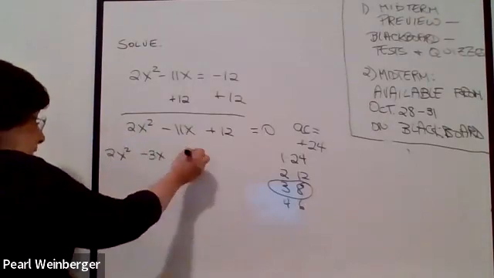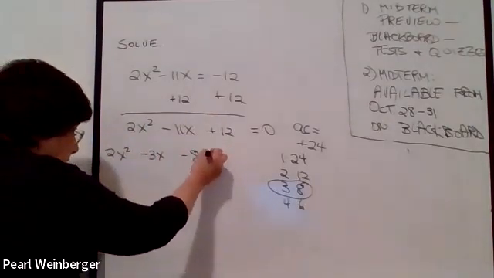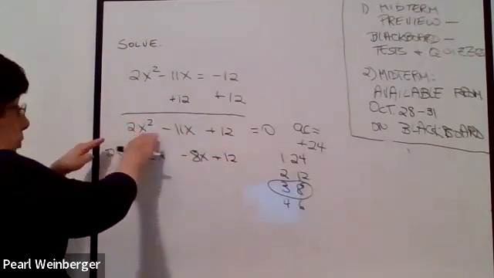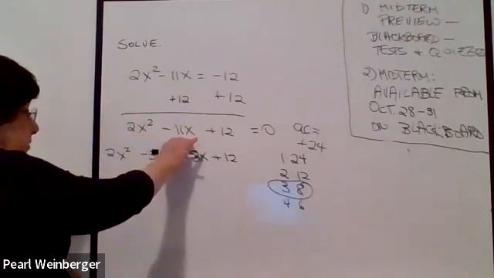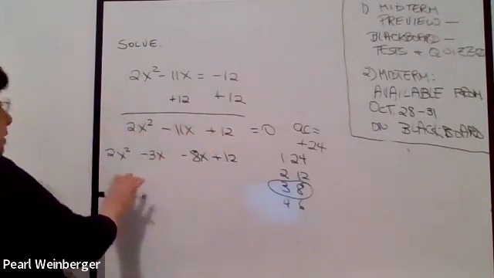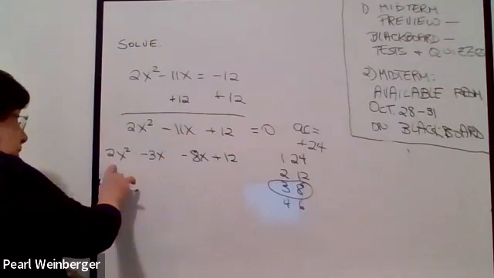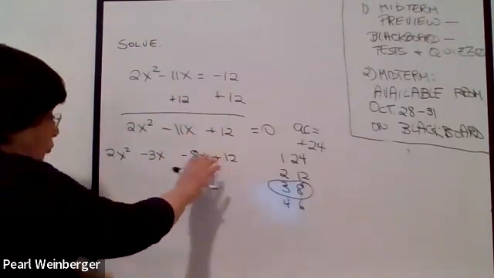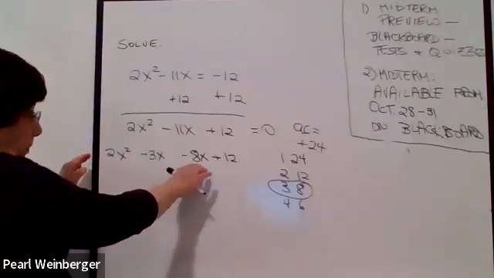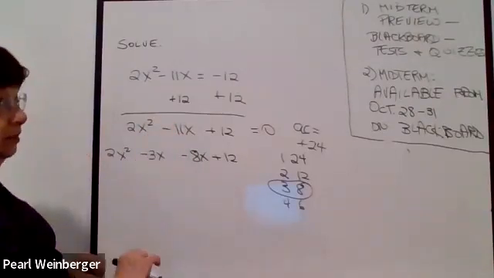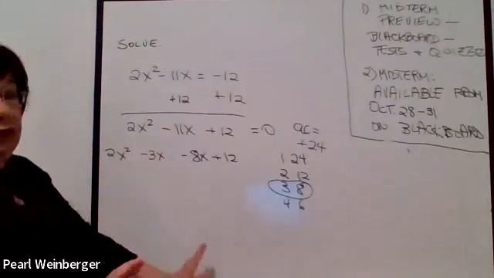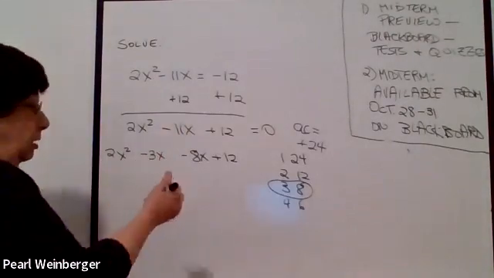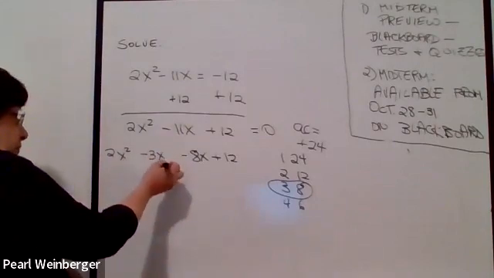I put x's next to each of these. I bring down the 12. I've broken up the trinomial 2x squared minus 11x plus 12 to 4 terms, 2x squared minus 3x minus 8x plus 12. If you would have combined these two, you go back to that. But we want it as 4 terms so we can use the grouping method.